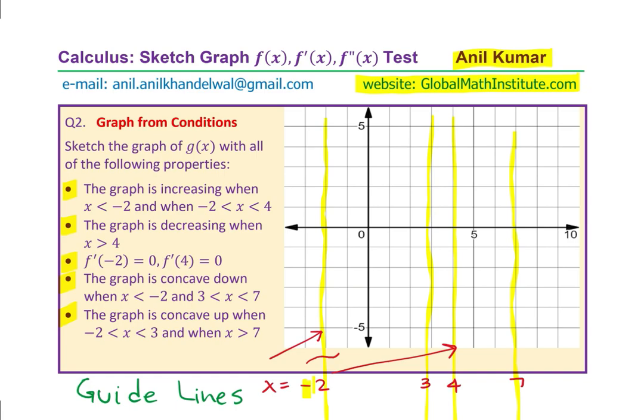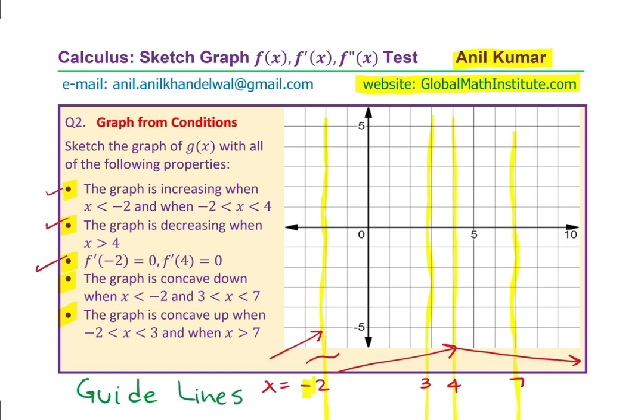But then let's move forward. It says the graph is decreasing when x is greater than 4. Then all throughout the graph is decreasing. You get the idea. These straight lines with arrows indicate the first derivative. First derivative negative means the graph is decreasing. So we've taken care of the first two conditions. Then we have the third condition saying that the derivative at minus 2 and 4 is 0. That means it is continuous.